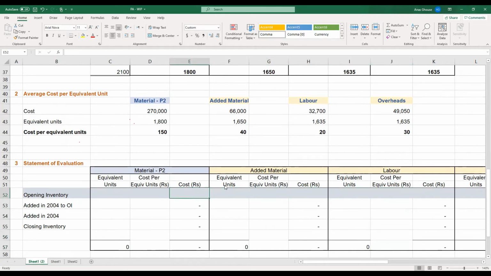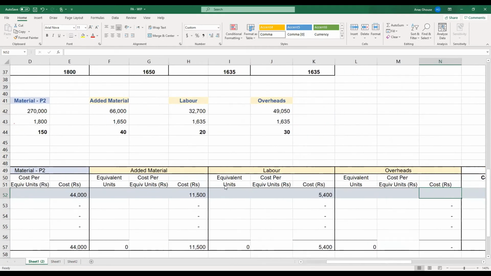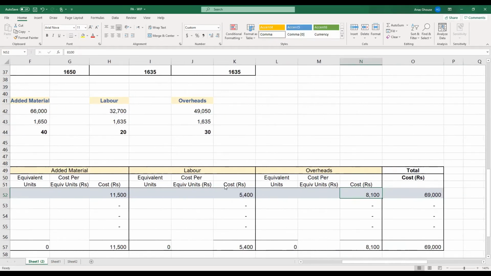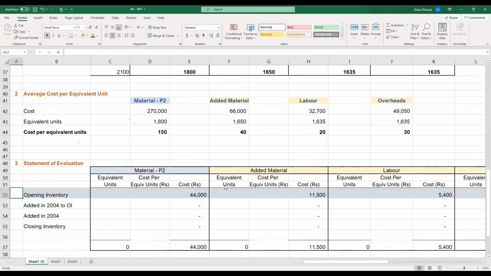So here 44,000, added material, the cost is 11,500. Labor, we have 5,400, the opening balance. Overhead cost is 8,100. So therefore, our total opening brought forward balance is 69,000. Okay.